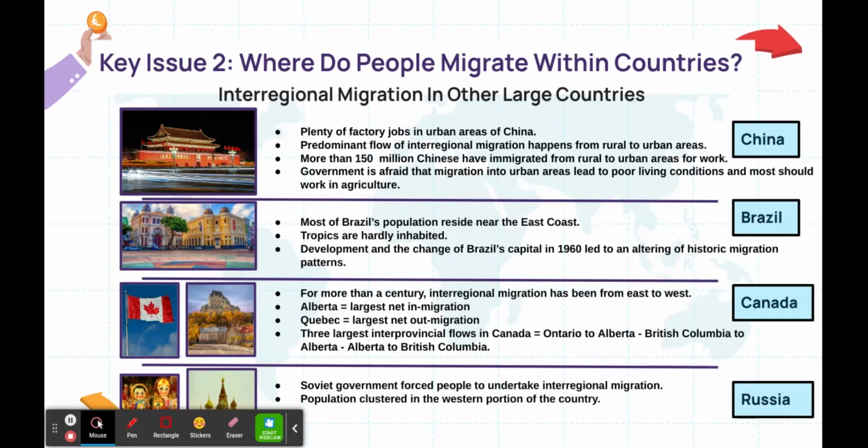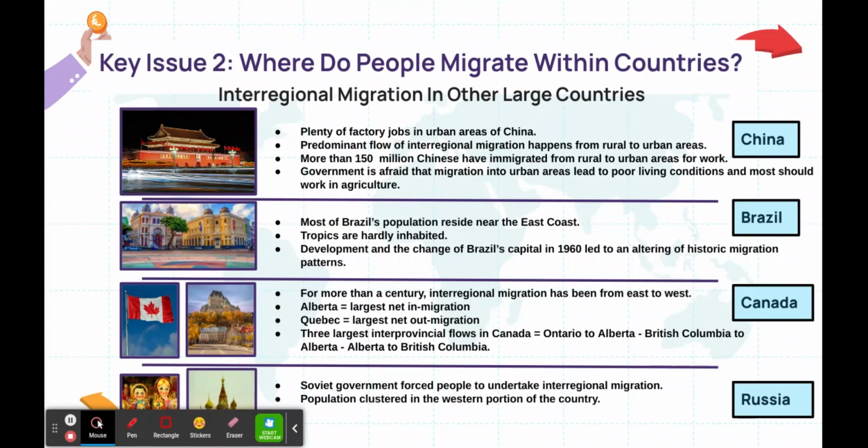More than 150 million Chinese migrated from rural areas to urban areas because there were a lot of factory jobs in urban areas. At the same time, the government was afraid that this migration into urban areas would lead to poor living conditions, because they believed that many more people should have been working in agriculture. China's government has lifted many of the restrictions on migration in recent years, but they had many because they didn't want the urban areas growing in any way at all.